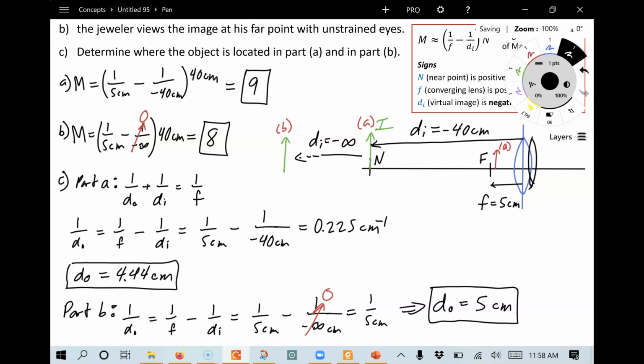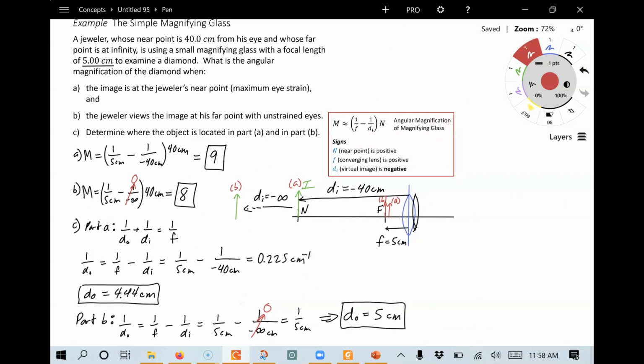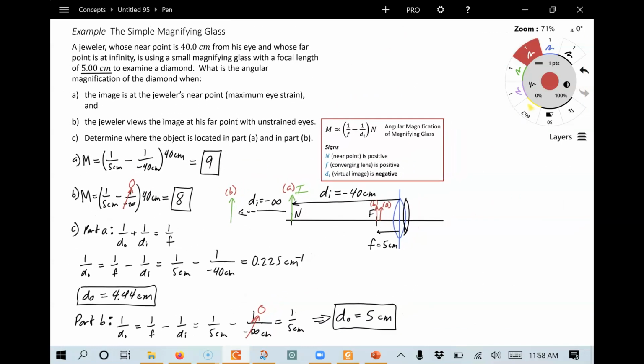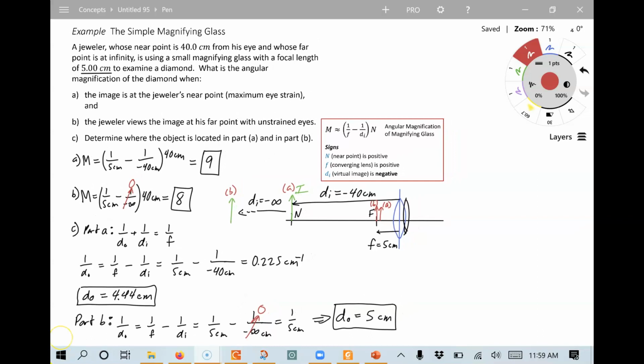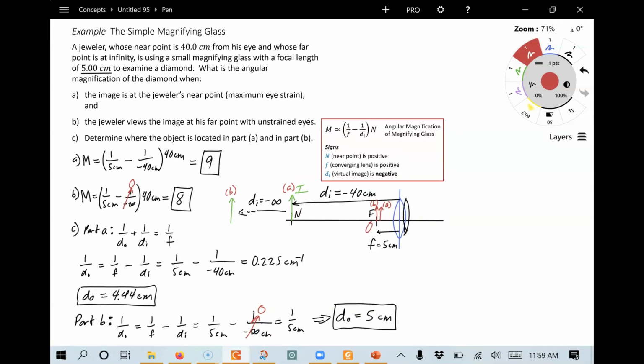And so in that case, we've kind of just moved the object right up to the focal point, essentially, right here in part B. And that actually gives us a little bit less angular magnification, but allows us to reduce the strain on our eyes. There's your objects.